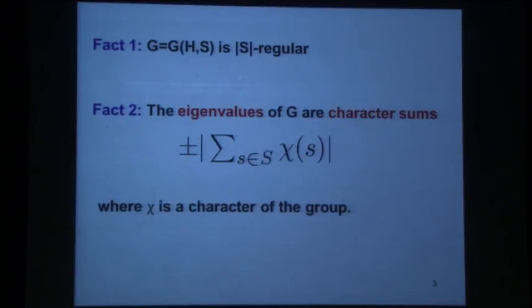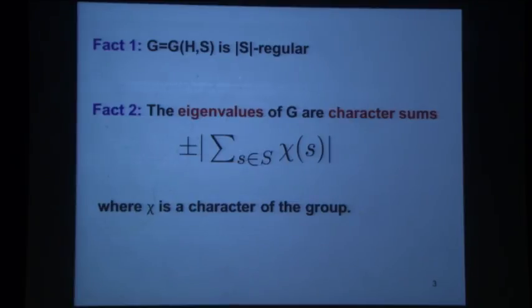And then the second fact, which is also quite simple, is that we have a simple expression for the eigenvalues of these graphs. So for a graph, we have the adjacency matrix. It's a matrix whose rows and columns are indexed by the vertices of the graph. And in place UV, we have 1 if and only if U and V are connected. So that's a symmetric matrix. It has real eigenvalues with orthogonal eigenvectors.